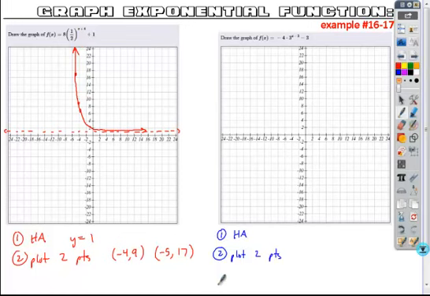So if we take this second example here, and we want to sketch the graph, we go through 2 steps. The first step is to sketch your horizontal asymptote. So here it's going to be y equals what? The vertical shift, which is -3. So I'll sketch that first.